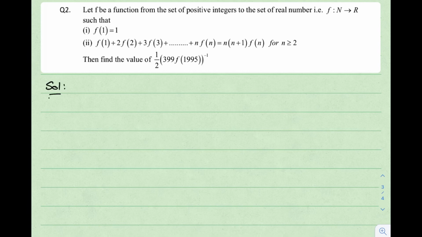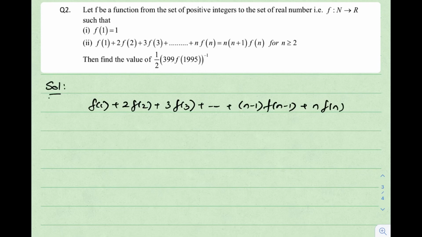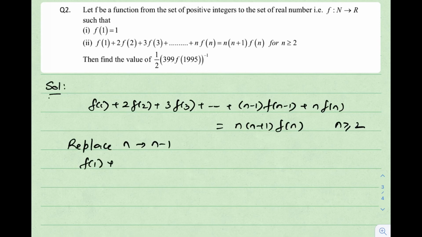Let f be a function from the set of positive integers to the set of real numbers such that f1 is given and one functional equation is given to us: f1 plus 2f2 plus 3f3 and so on up to plus nfn is equal to n into n plus 1 into fn. This is given to us, but this is only true for n greater than or equal to 2. So what I will do is replace n by n minus 1. So I will get f1 plus 2f2 and so on up to n minus 1 fn minus 1 is equal to n minus 1 into n into fn minus 1.